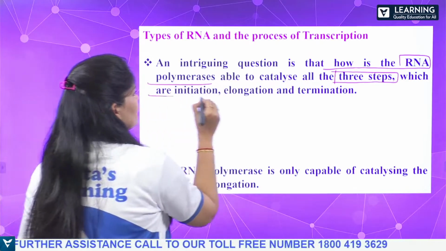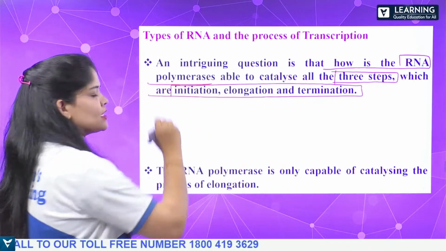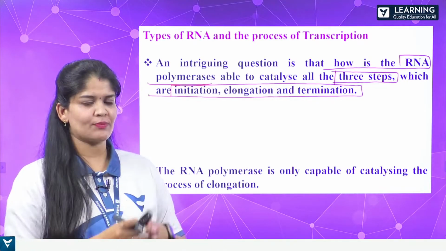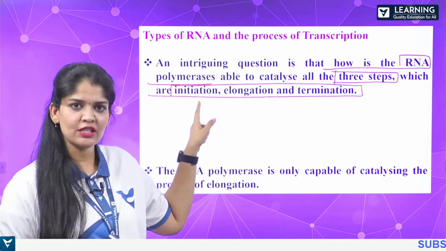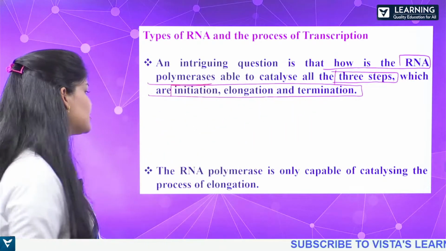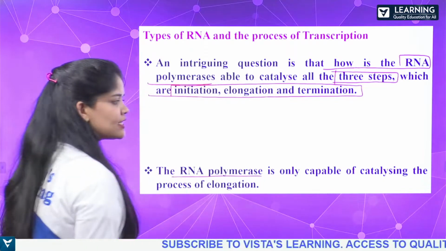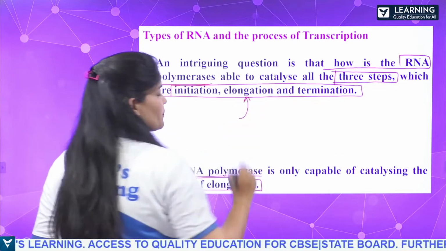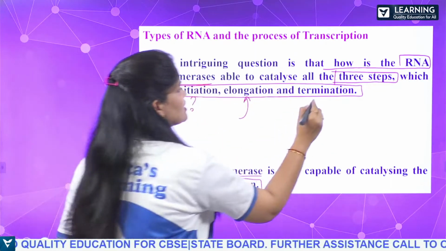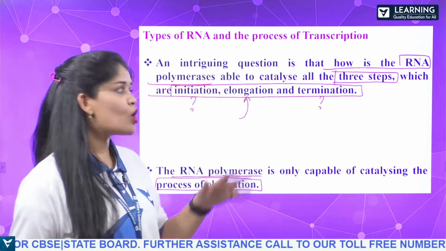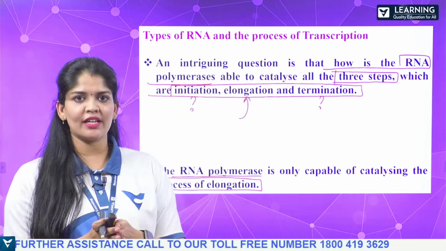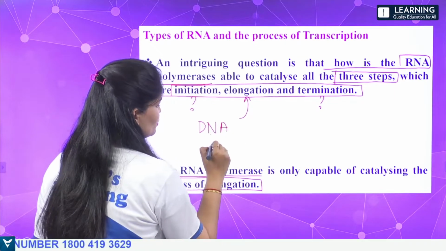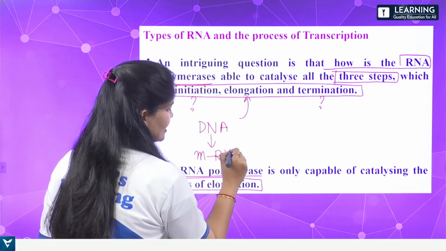The question is, how does a single RNA polymerase in prokaryotic cells, that is bacteria, do all the steps involved in transcription, that is initiation, elongation and termination? Here is the answer. The RNA polymerase is only capable of catalyzing the process of elongation. Then what about initiation as well as termination? All three steps have to take place in such a way that it leads to the complete copying of the genetic information from DNA to RNA, and that is what we call mRNA.